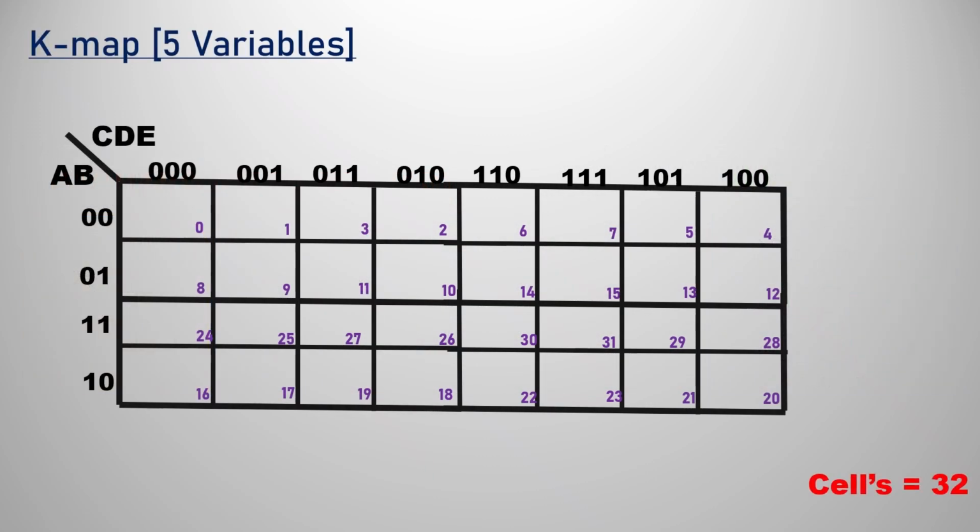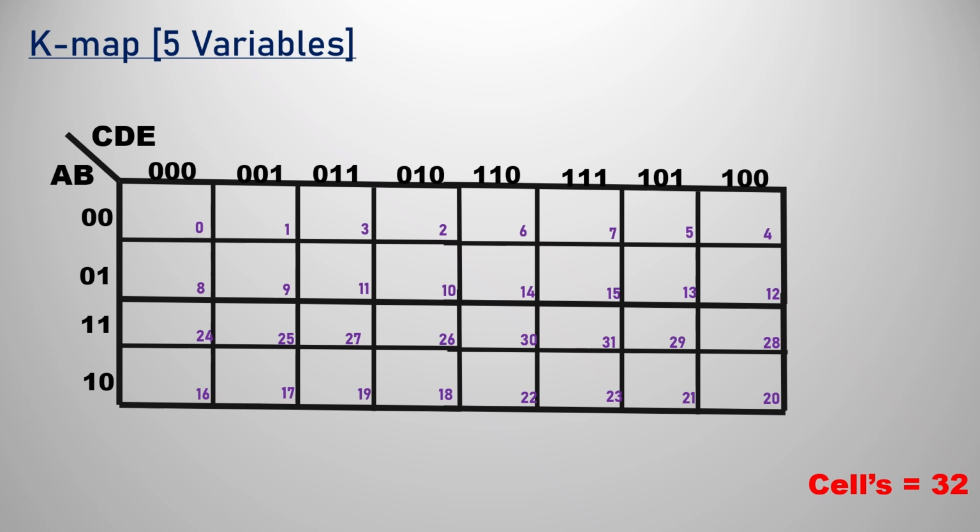So let's start with the 5 variable K-map. We also know that 2 power 5 is 32, so in this K-map we have 32 cells. In the top right corner we have the variables A, B, C, D, E. Row wise and column wise we use Gray code. If you don't know about Gray code, check out our videos. I am giving the video link in the description box. Row wise it is AB and column wise it is CDE, arranged in Gray code.